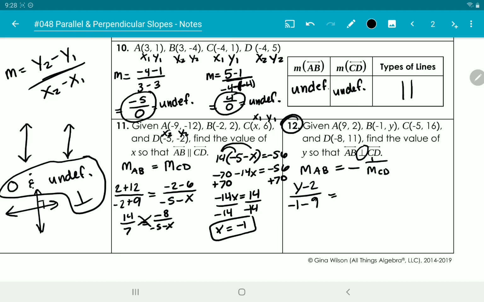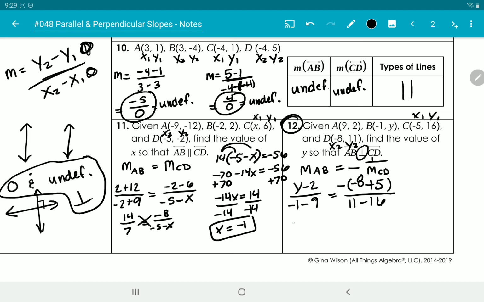And then the second one, we're going to make it negative, and we're going to flip the fraction. So instead of y's on top, like I have over here, we're going to do x's on top. Okay, so x1, y1, x2, y2. We're looking at C and D. So again, we're doing x's on top this time because we're changing the fraction, flipping it upside down. So x2 is negative 8 minus x1 is negative 5, so it's going to be plus 5. And then we're going to have the y's on the bottom because, again, we're looking at perpendicular, so we're flipping the fraction. Okay, so it's going to be y2 is 11 minus this y1 is 16.